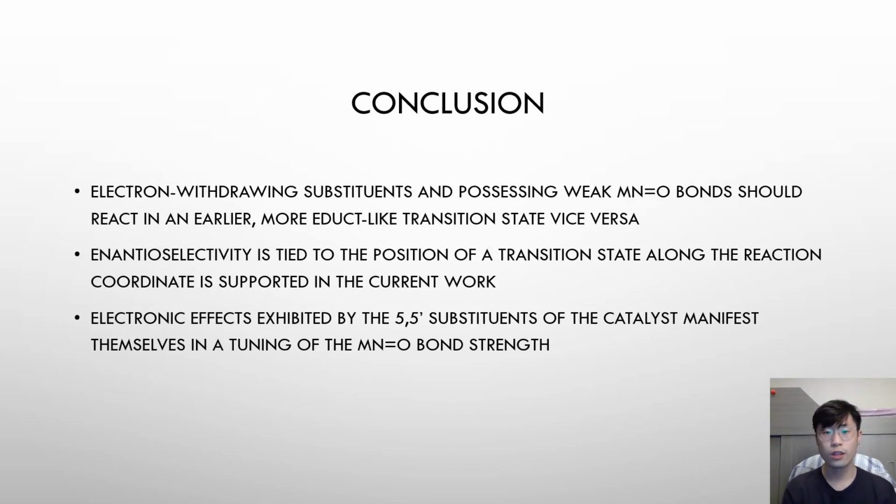To conclude, electron withdrawing substituents, possessing weak Mn-O bonds, should react in an earlier, more educt-like transition state, and vice versa. Besides, the idea that enantiomer selectivity is tied to the position of the transition state along the reaction coordinate is supported in the current work. Finally, electronic effects exhibited by the 5,5 substituents of the catalyst manifest themselves in a tuning of the Mn-O bond strength. That's the end of our presentation.